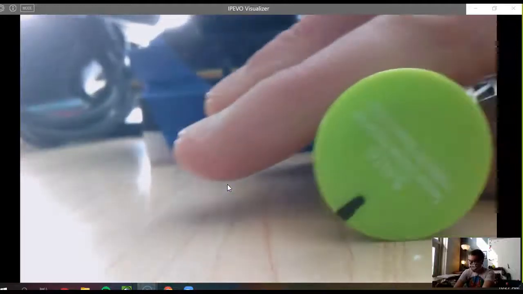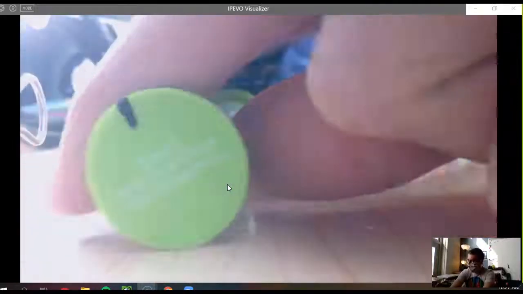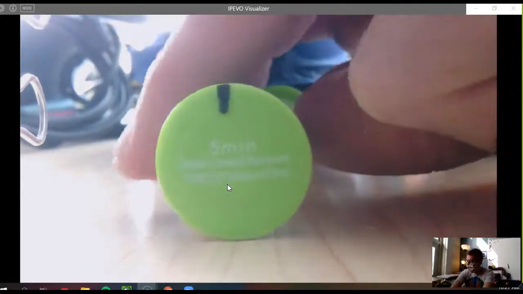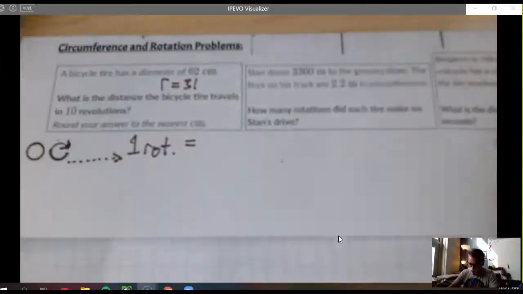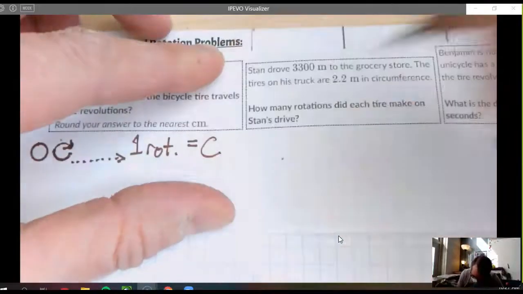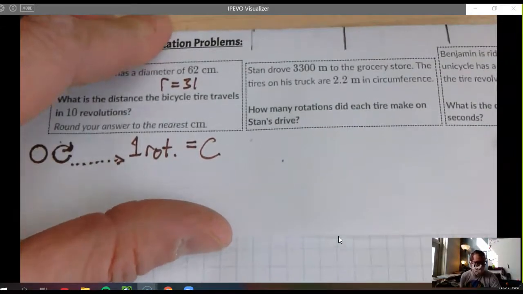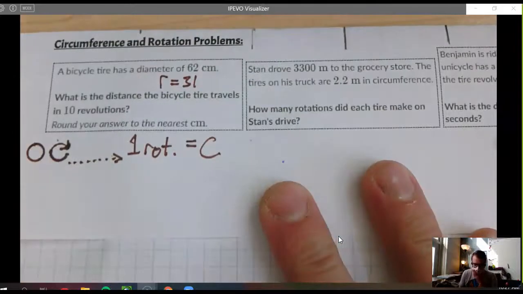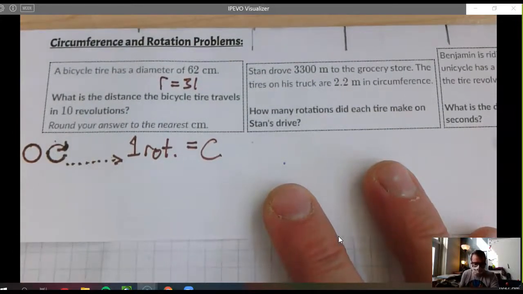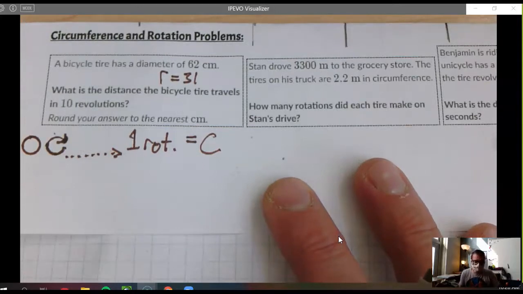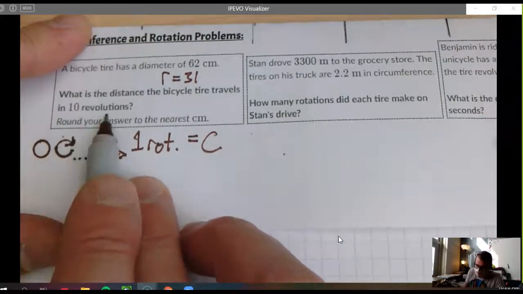What is this distance around the outside of the circle? What do we call that? The circumference. 1 rotation of a circle is equal to the circumference. So guys, that's the most critical thing we need to be able to solve these problems: when they talk about a rotation of a circle, they're talking about the circumference. So the first thing we should figure out is what is 1 circumference, and then from there, we'll be able to figure out what 10 of them would be.